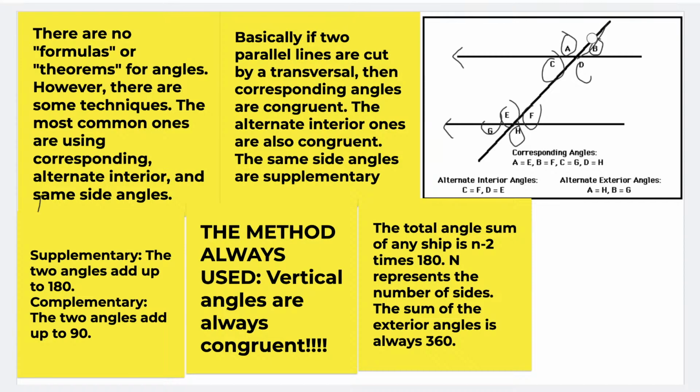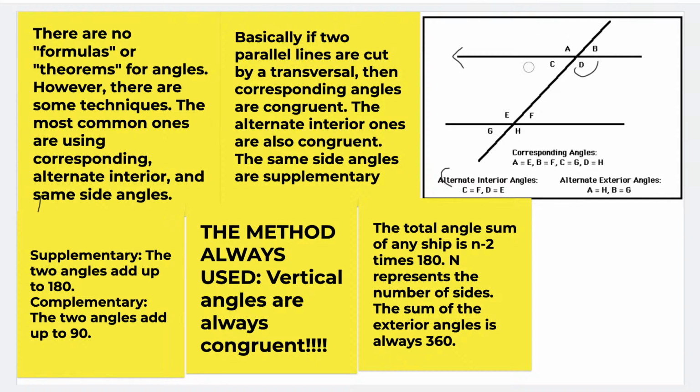And alternate interior are pretty similar. It's just this one, it's angles C and F, E and D. You can see it down here also, over here. And then alternate exterior is similar to alternate interior, but it's just the outside instead of the interior. So it's A and H. You can see it over here.